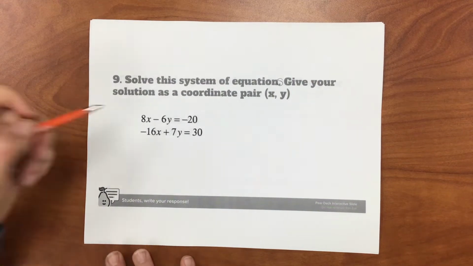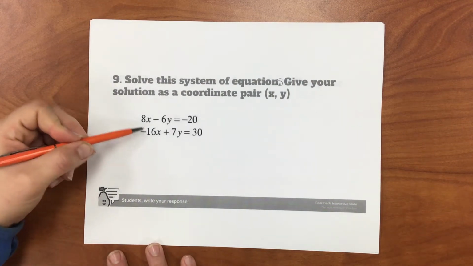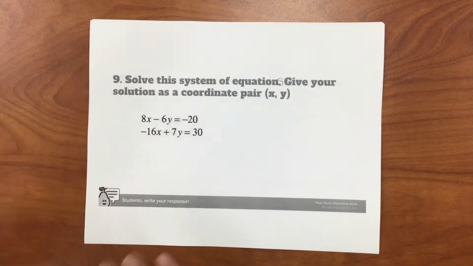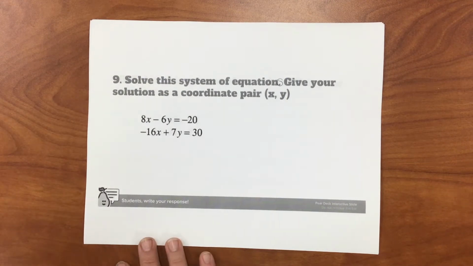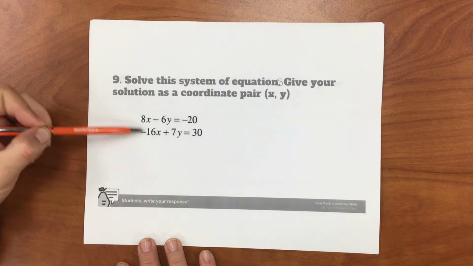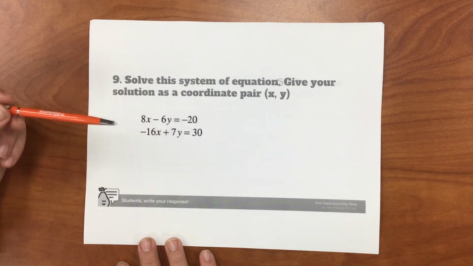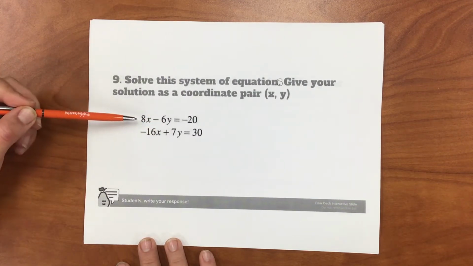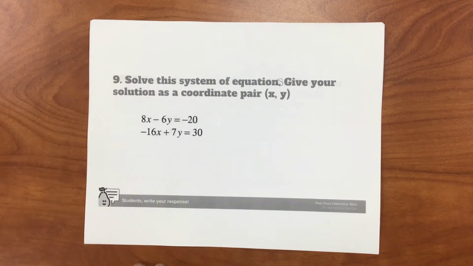And I don't see any matching numbers in front of the variable, so I'm going to have to manipulate one to use the elimination method. So I think to myself, what's easier to multiply, to have the x's match or the y's match? In this case, it's going to be the x's, and if I multiply the top equation by 2, then I will have opposite signs, so I could just add the equations, which is great, and eliminate a variable.